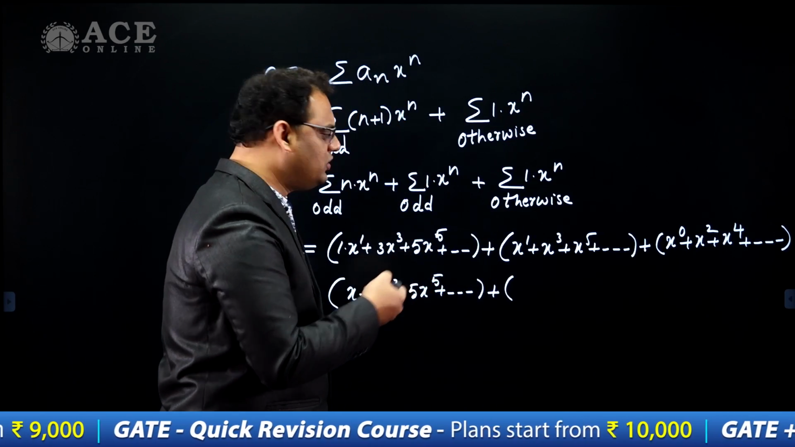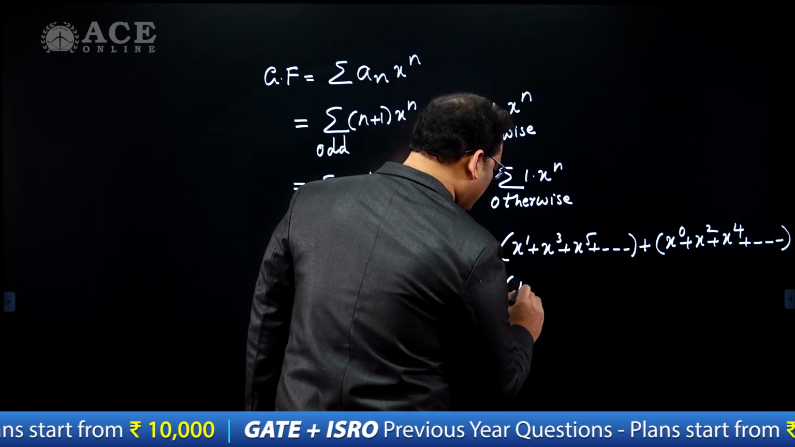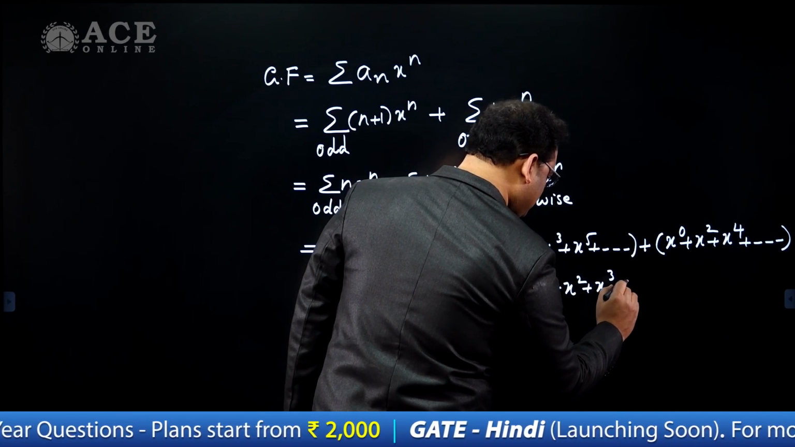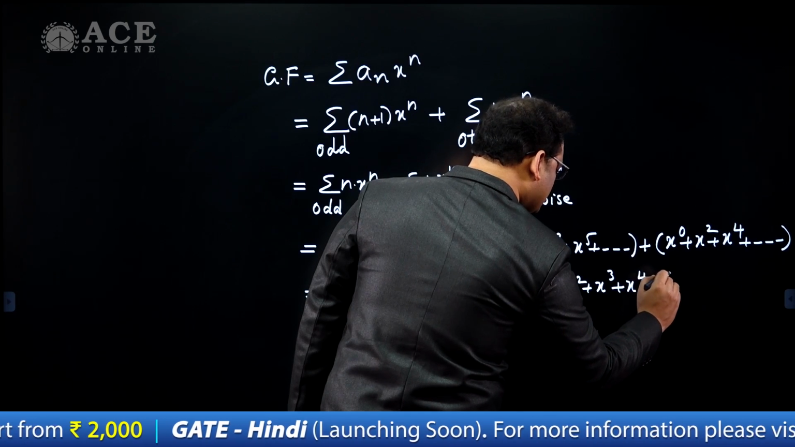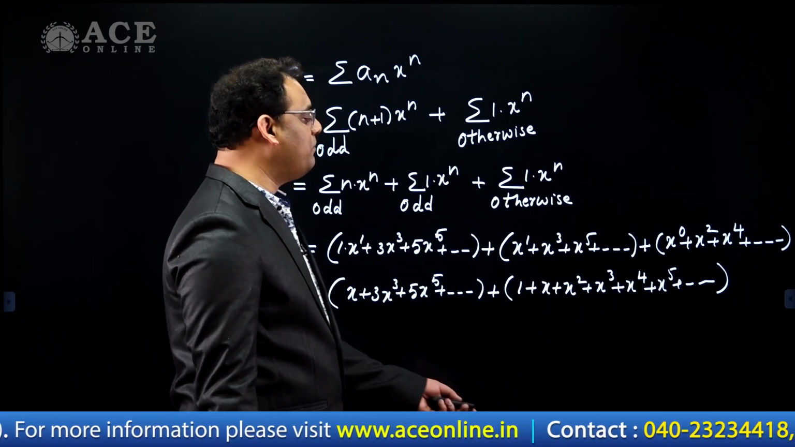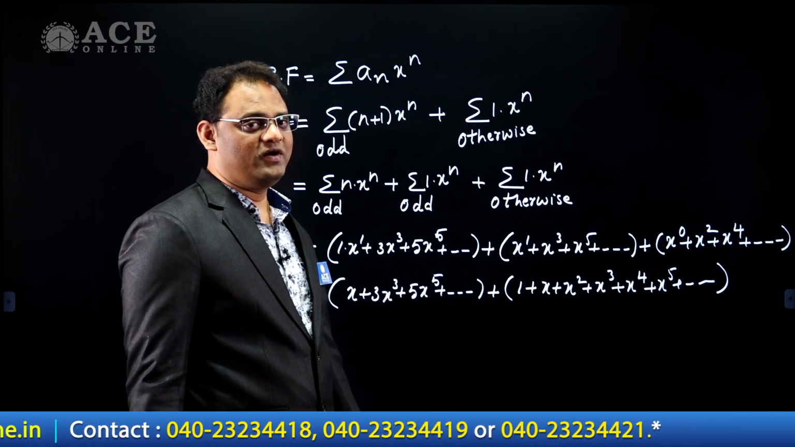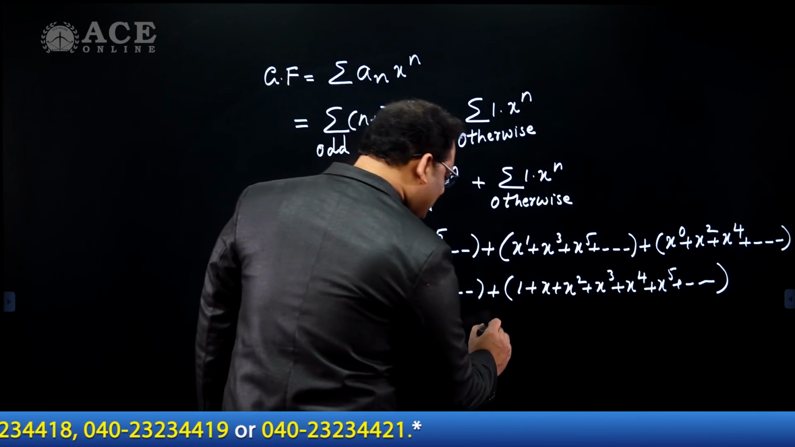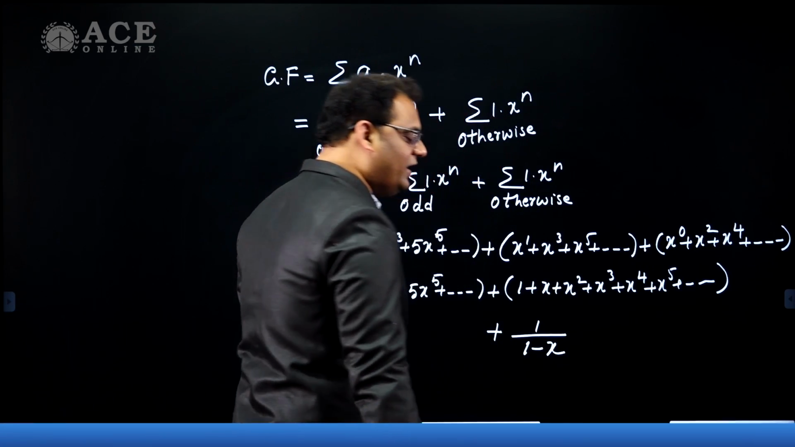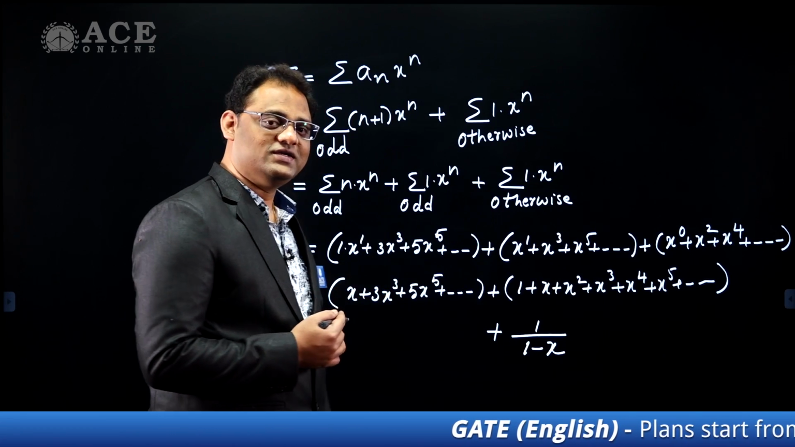Let us combine these two terms. We can go for some simplification, right? x power 0, 1, x, x square, x cube, with a plus symbol. I just combined these two. If you combine this, what is the benefit? It is in GP, my dear. Now it is in GP, so I can apply the sum of infinite terms formula, a by 1 minus r, just like that, 1 by 1 minus x.